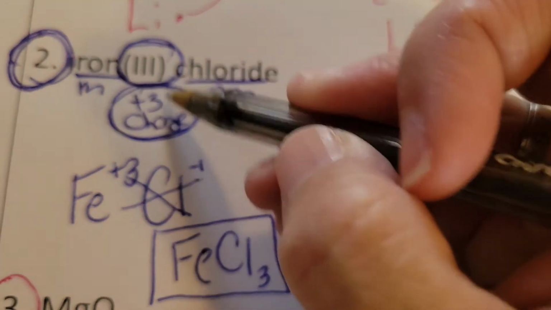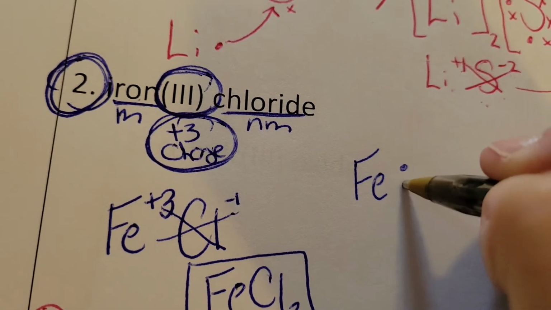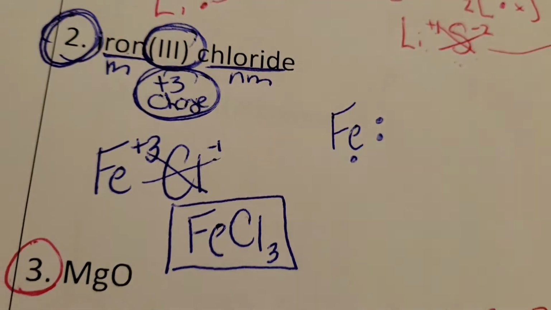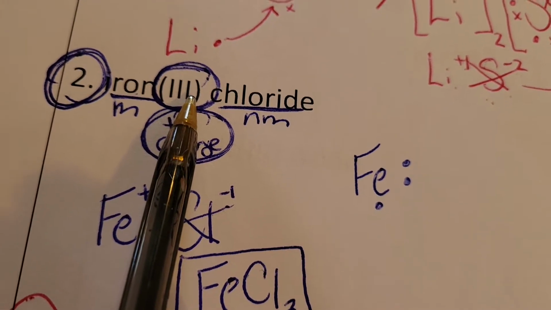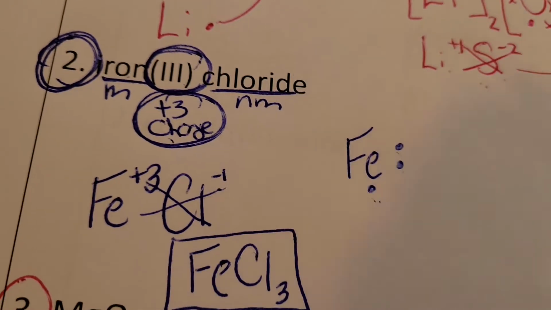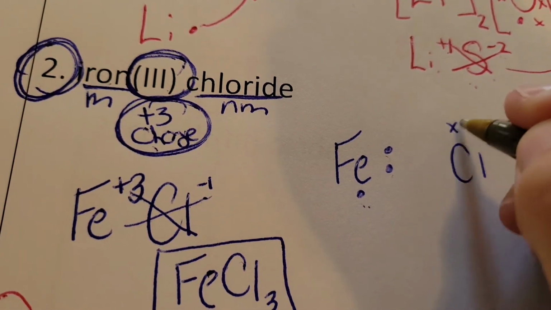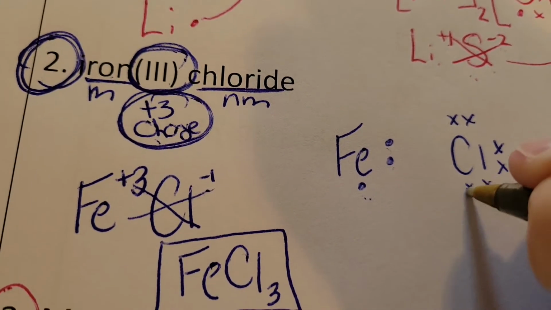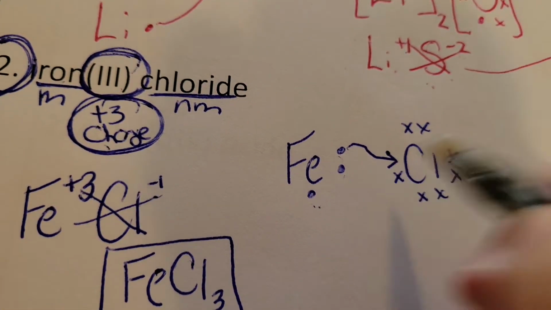So by it telling me +3 charge, that's telling me that I want iron with 3 valence electrons. So +3 charge, Roman numeral 3, must mean that it has 3 valence electrons that it wants to get rid of and become a +3. And then I have chlorine that has 1, 2, 3, 4, 5, 6, 7. So it's pretty easy to see. Iron's going to give 1 here.